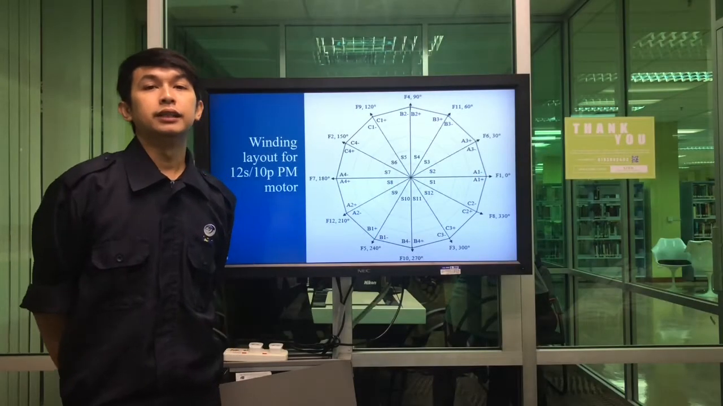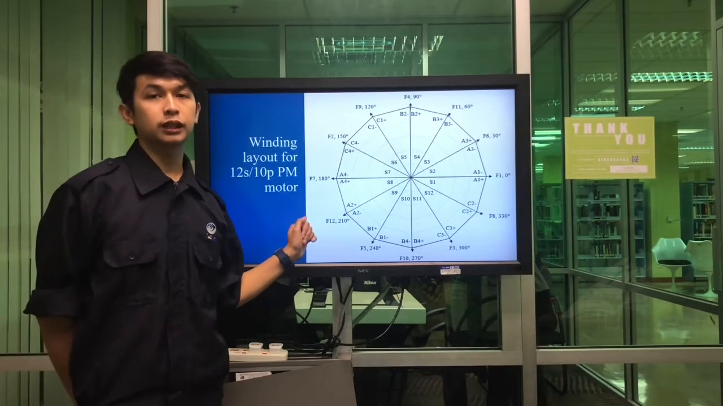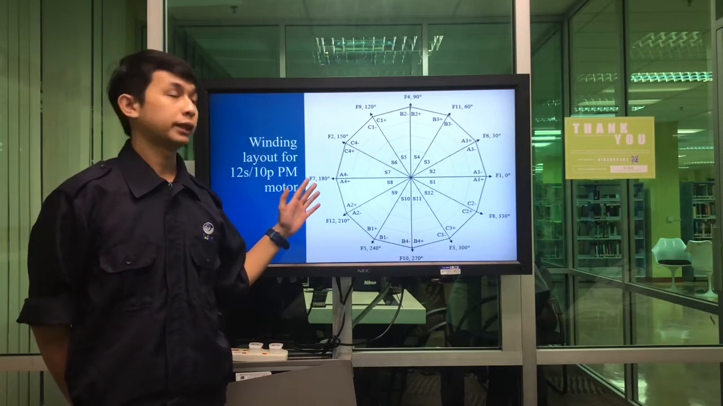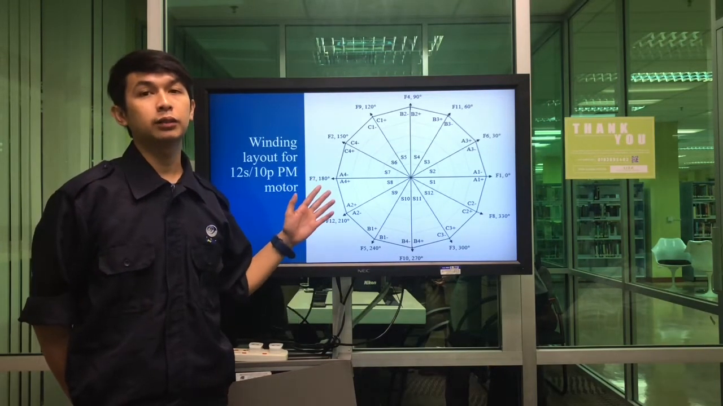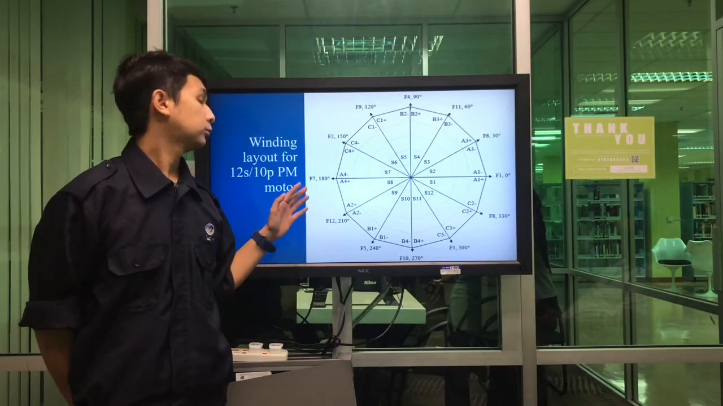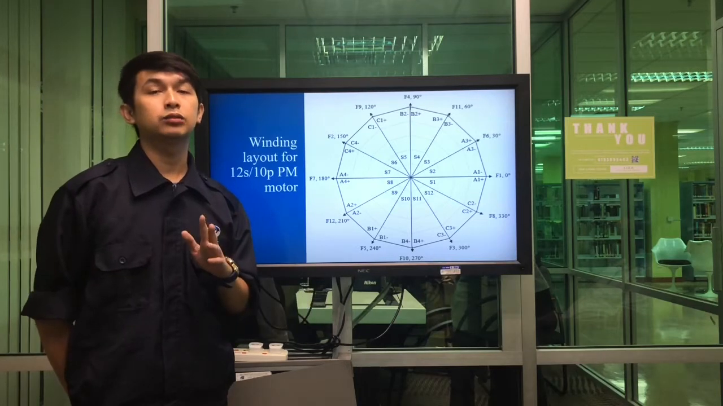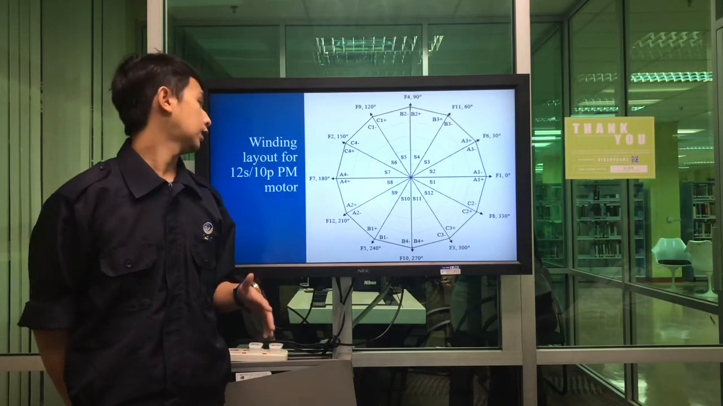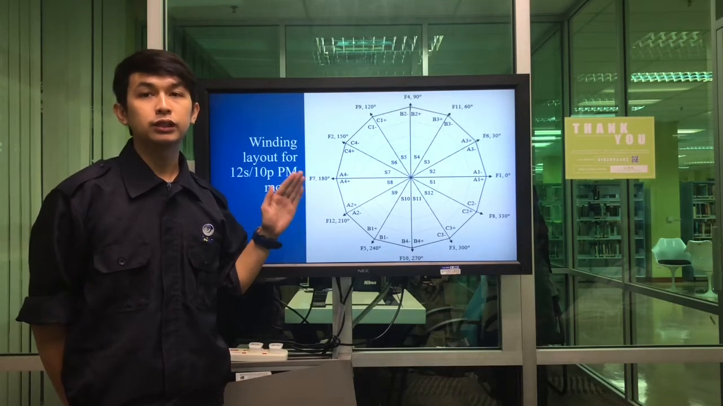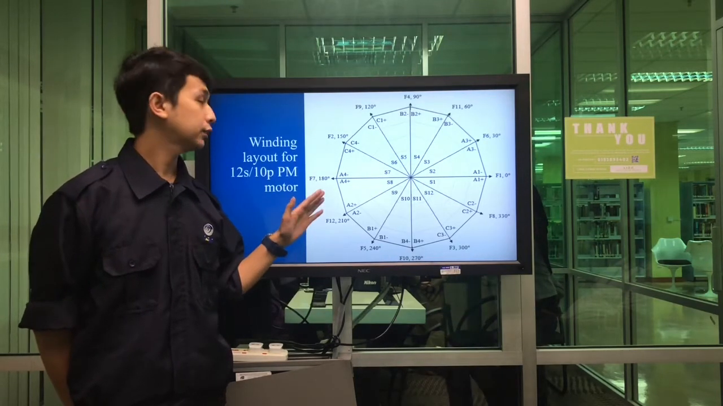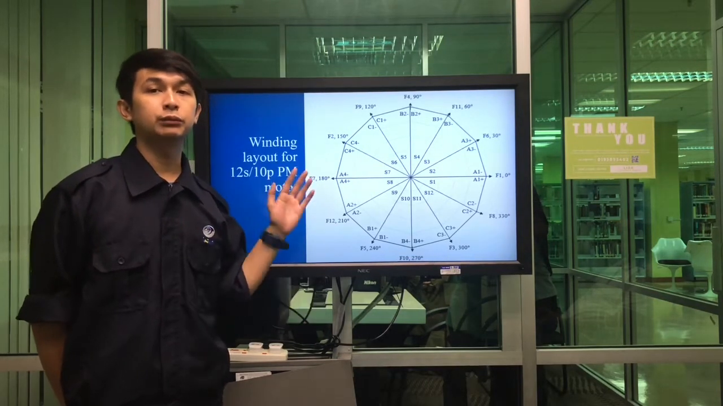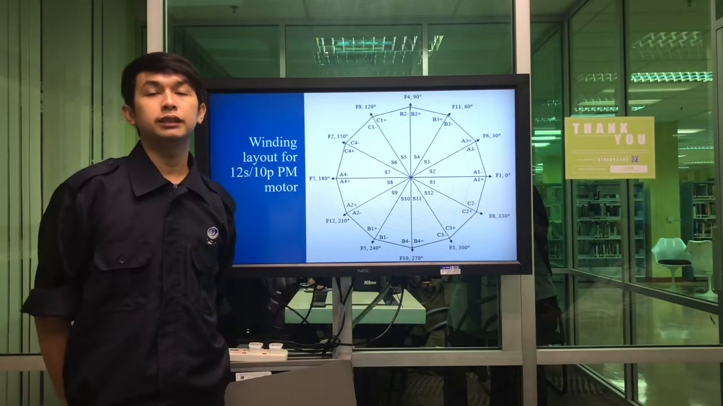In this slide, the winding layout of the 12-slot, 10-pole PM motor is shown, where the winding layout can be found by determining the slot and pole pitch per coil first. Then only do we identify the magnetomotive force for the 12-slot, 10-pole PM motor. After that, we need to choose 4 coils for each phase, having 0 degrees for phase A, 120 degrees for phase B, and 240 degrees for phase C.